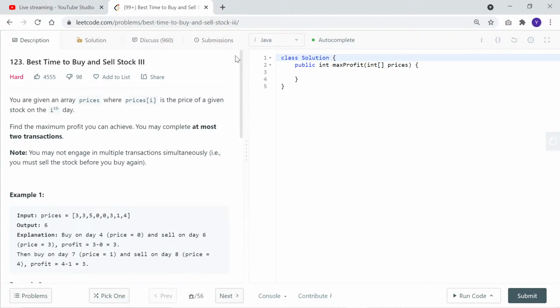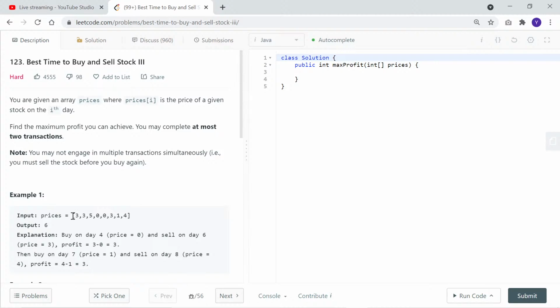So let's continue talking about the stock problem, which is 123, Best Time to Buy and Sell Stock III. This is today's daily challenge question. The question is similar to the problem we solved yesterday.